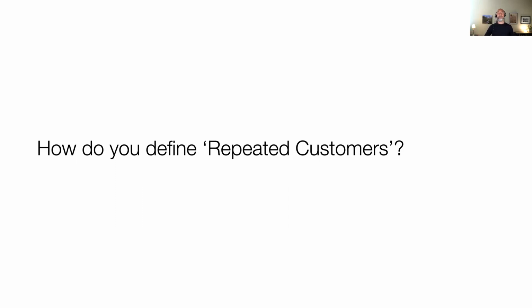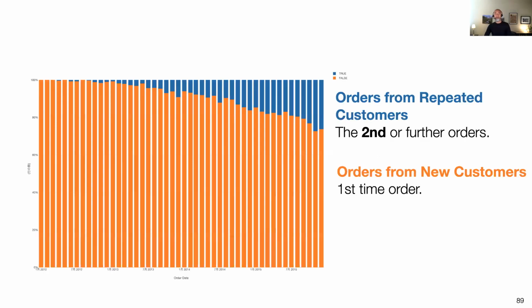Let's say you want to understand the orders from new customers, meaning that's their first time, versus the orders from the second, third or fourth time, so all the subsequent orders. So I created this chart to see how many of the orders are actually coming from these repeated customers.